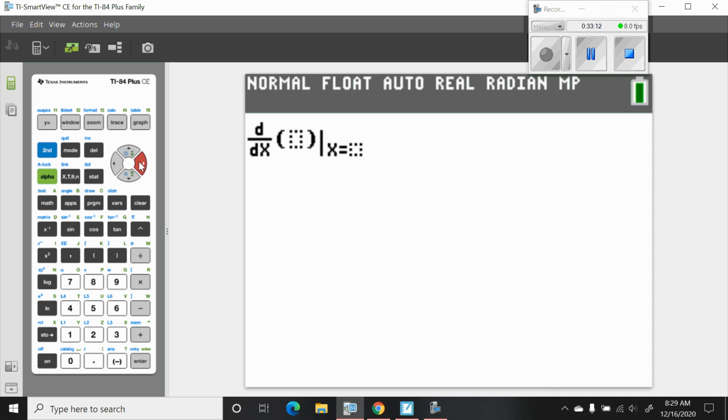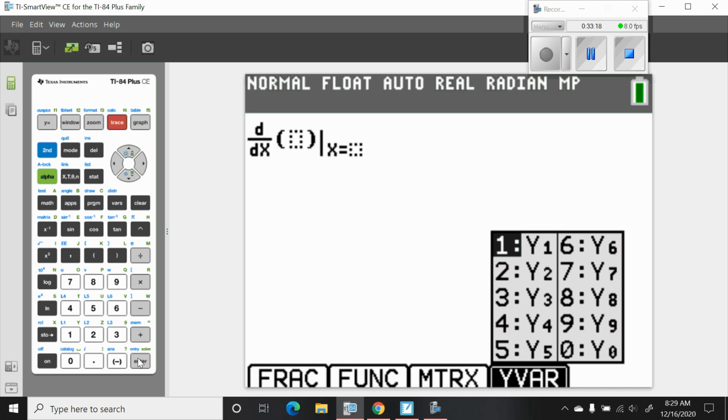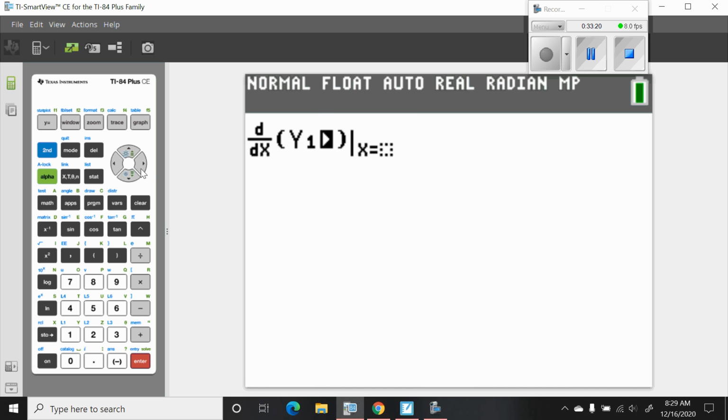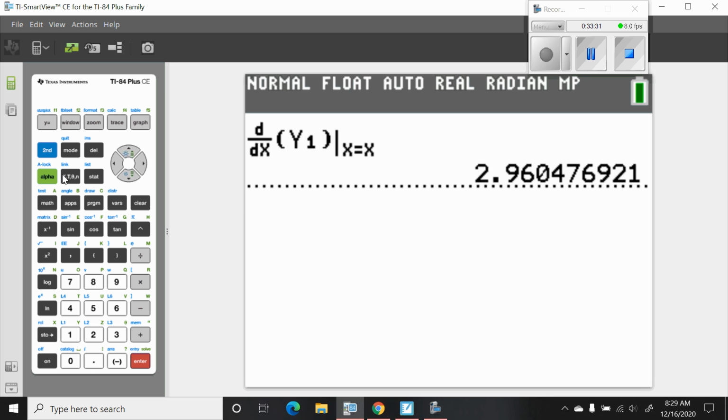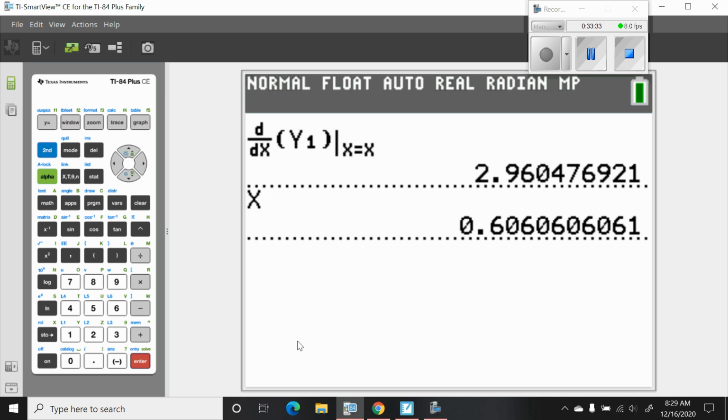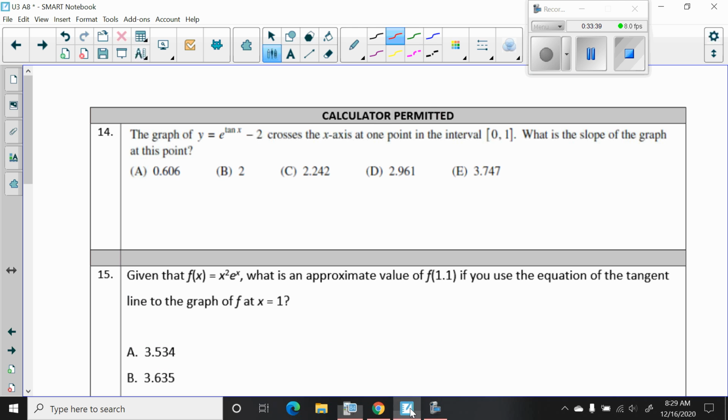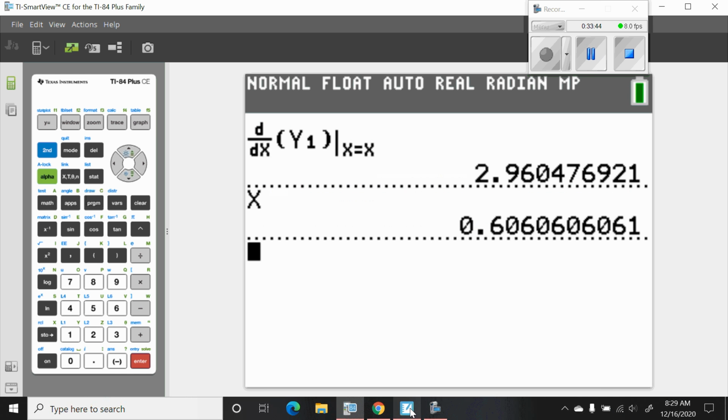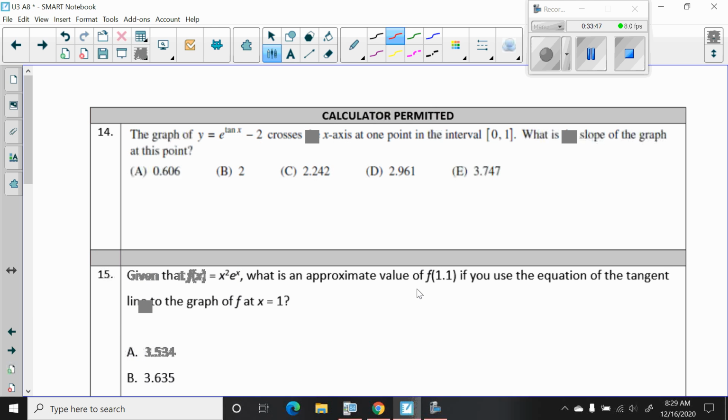Easier to press buttons with a calculator than it is on the computer. But with alpha trace, I can type in y1 because that'll give me that equation. And I can put in 0.606, but I can also just put in x because it should know it. Oh, I'm a little worried because I pressed trace that x is not that 0.606. I need to test it. Okay, it is, so we're good. 2.96 is my value. What is the slope? 2.96, and I'm sure it's just a rounding thing and maybe I'm off, but there's my best answer right there.